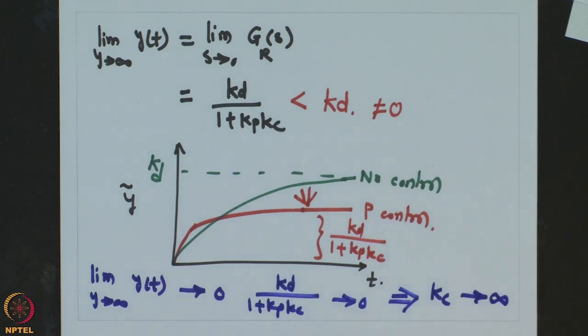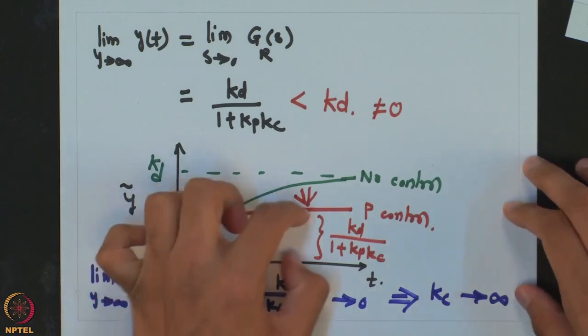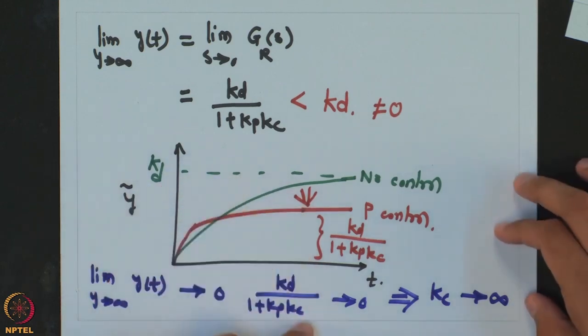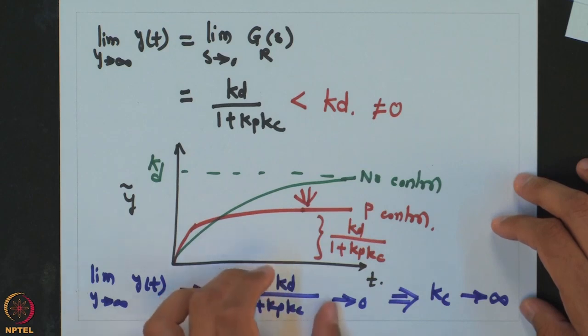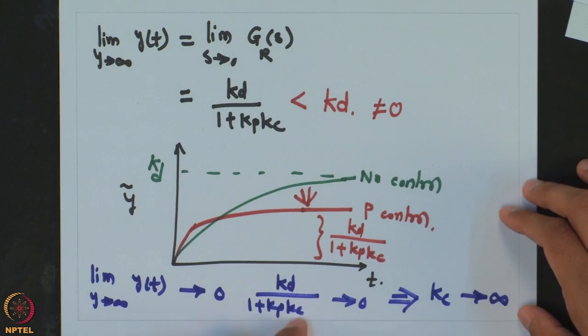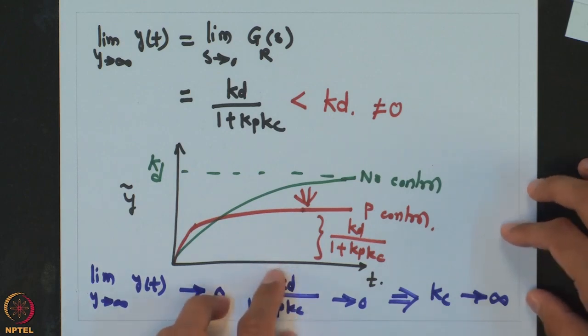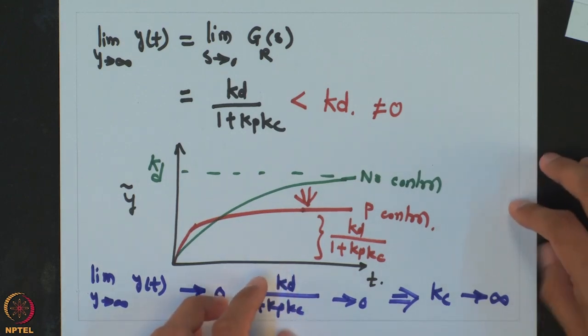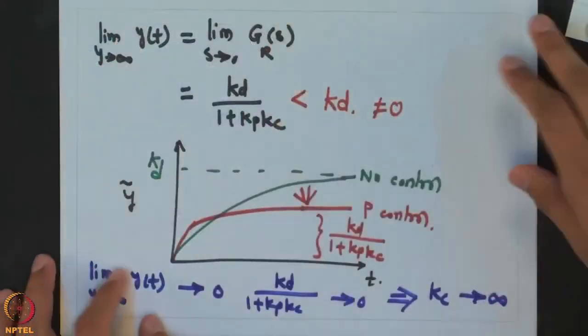Only in that case, what we will have is that this intercept or this final value will go to 0. As I keep on increasing Kc, this number will keep on increasing, and then the value of this response, the final value, will keep on reducing, and ultimately only when Kc tends to infinity this number will be equal to 0. So, for a proportional controller to give me a response where complete disturbance rejection is possible, will require the controller gain to be infinity.